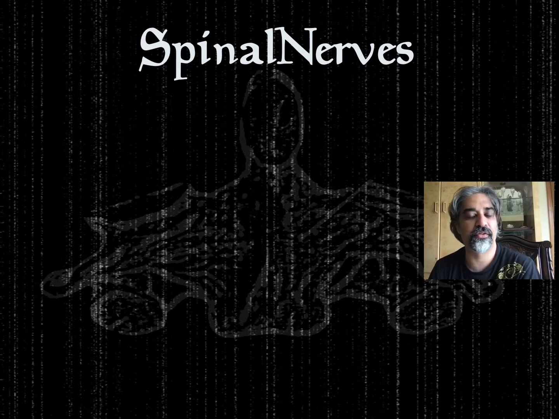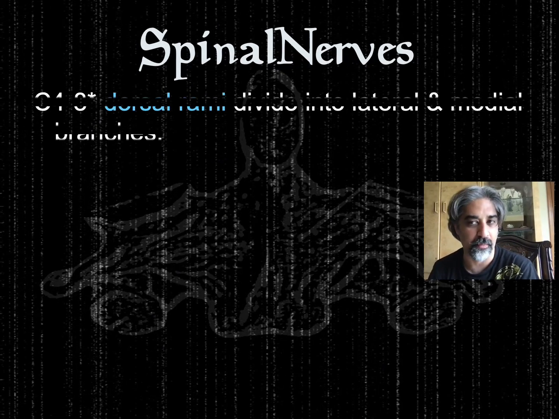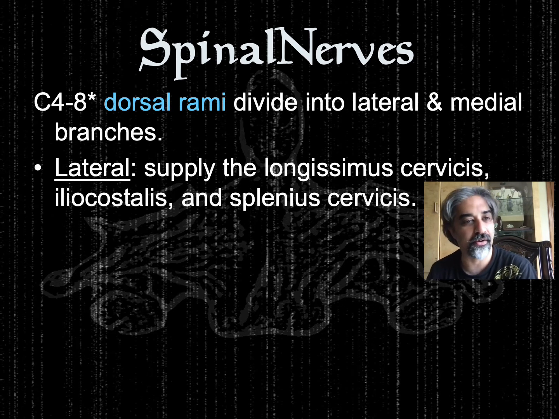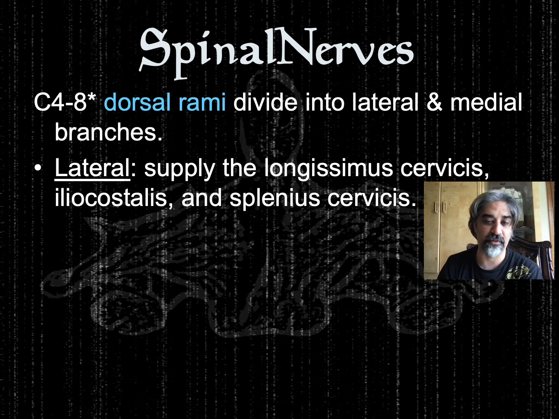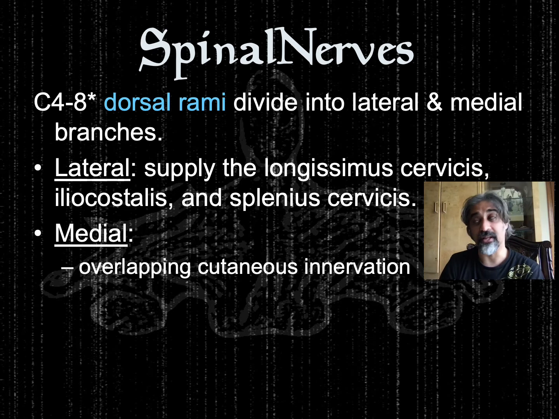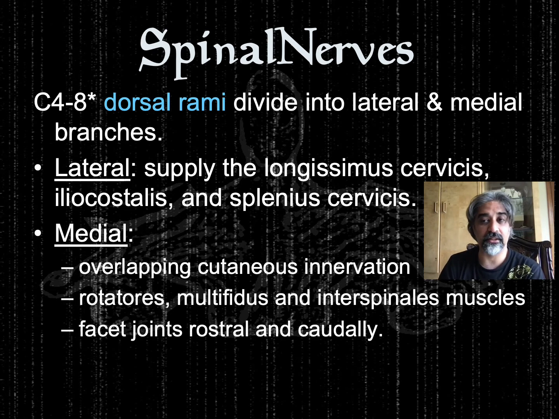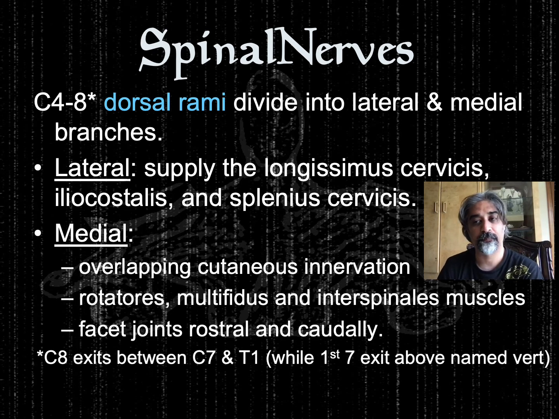The spinal nerves branch into ventral and dorsal rami. The dorsal rami divide into lateral and medial branches, where the lateral branches go superficial and innervate the superficial muscles and the skin over the back. The medial branches go deeper, and they innervate the deep muscles, facet joints, and even the discs.